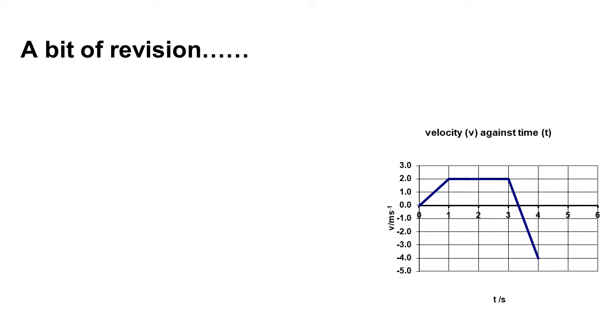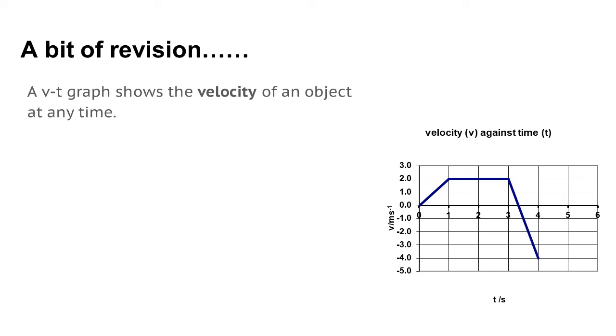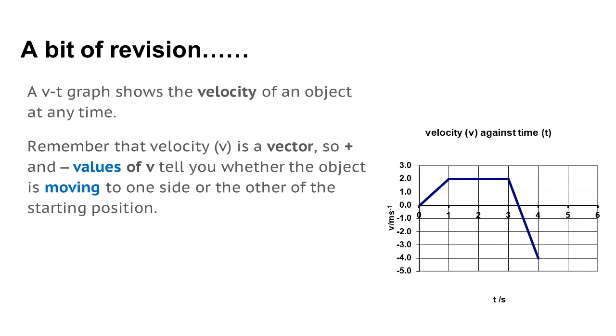This is obviously revision work that we've covered before. But a velocity time graph shows you the velocity of an object at any time, and because it's a vector, positive and negative values of velocity tell you whether the object is moving to one side or the other. So up here, when the velocity is positive, it must be moving in one direction. That could be to the left, or it could be to the right, depending what you decide positive is. It could be up, or it could be down.